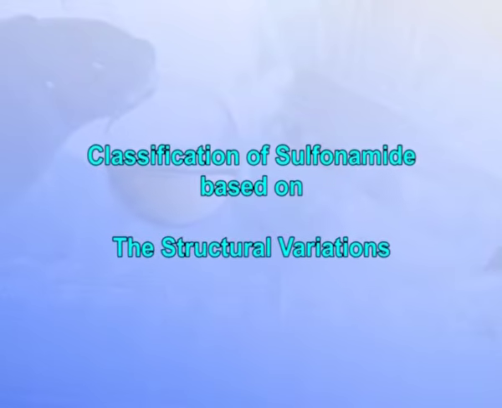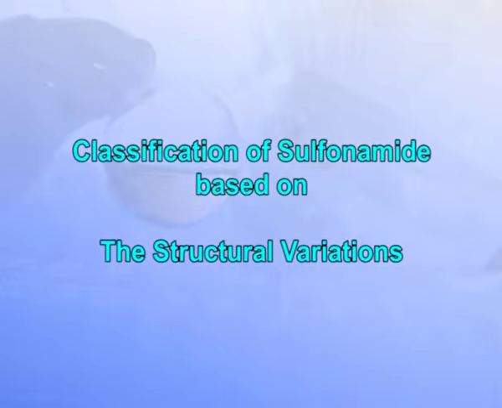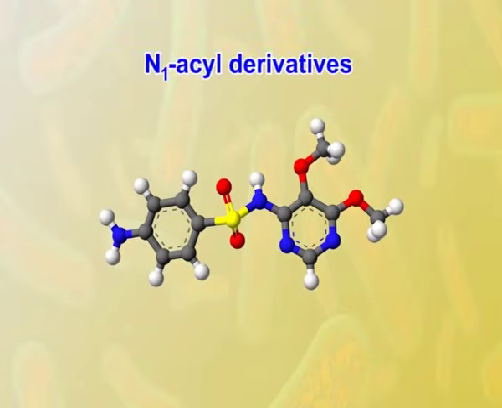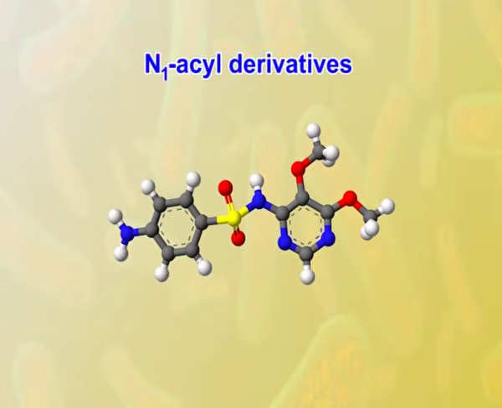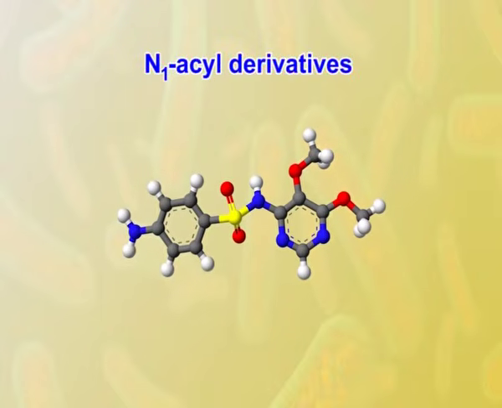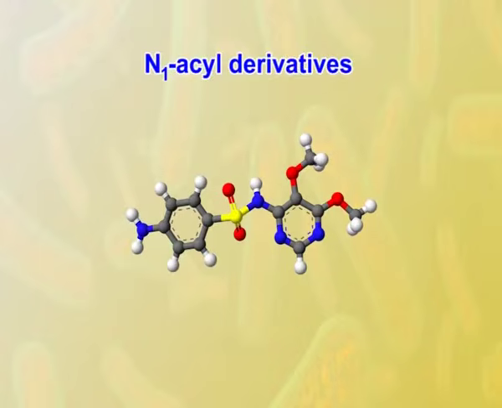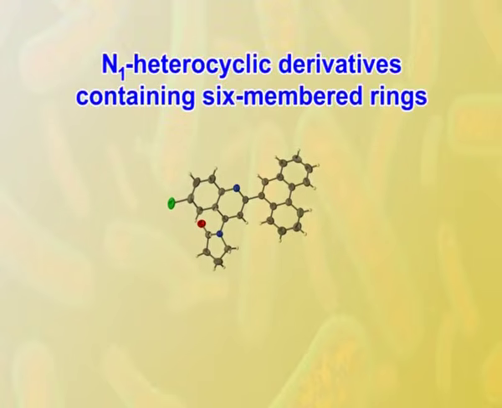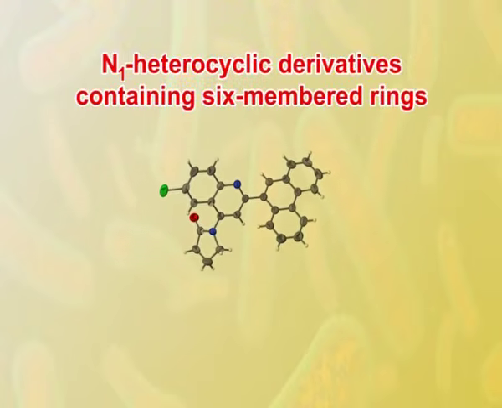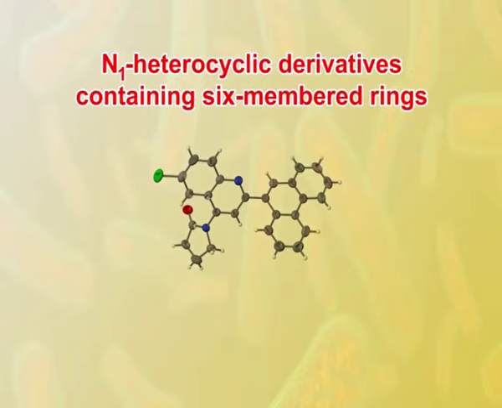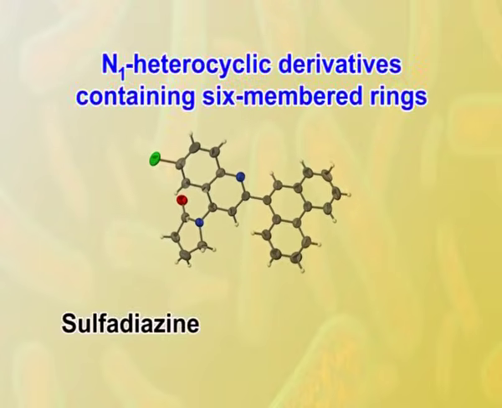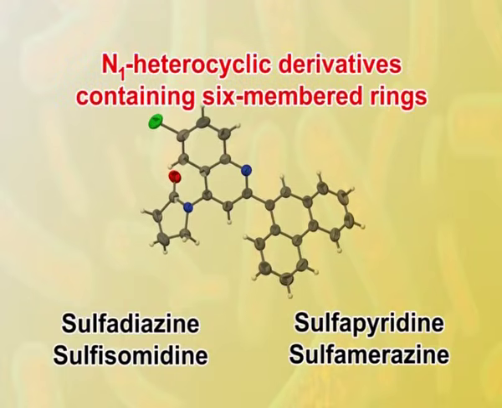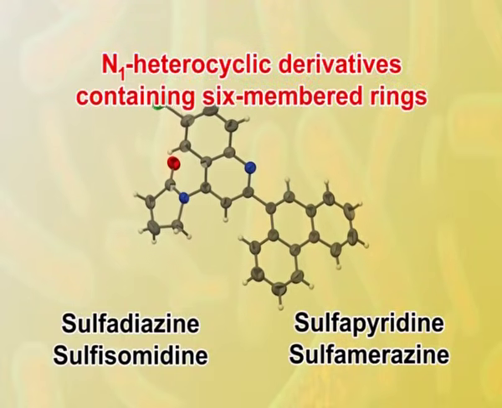The first classification is based on structural variation, where the first class is N1 acyl derivatives. Here the substitution is on the N1 amino group, and the example is sulfacetamide. Next class is N1 heterocyclic derivatives containing 6-membered heterocyclic rings. Examples of such sulfonamide derivatives are sulfadiazine, sulfisomidine, sulfapyridine, sulfamerazine. You can see the structures of all these sulfonamides in the figure.